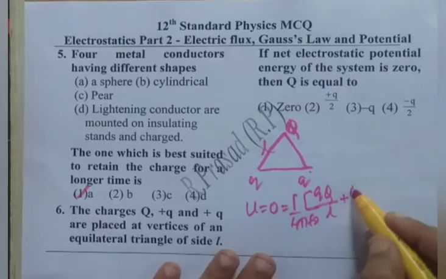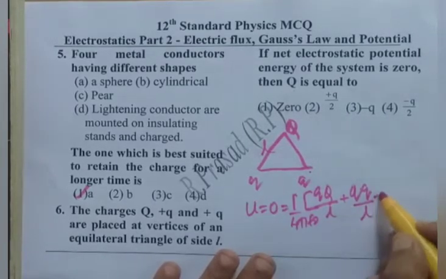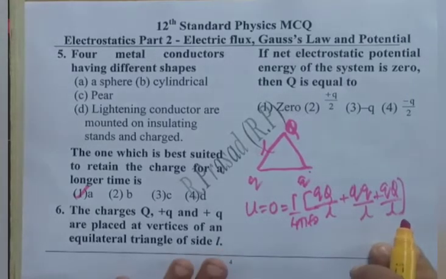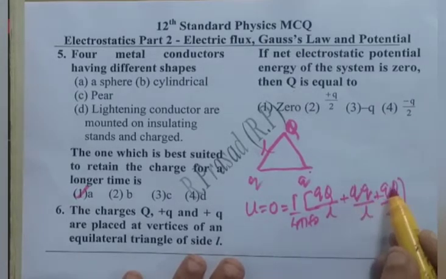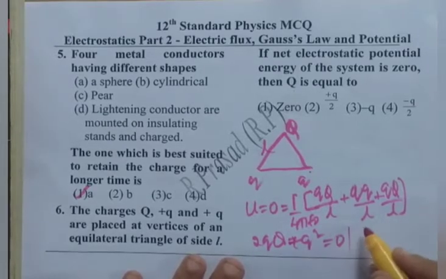So I write QQ by L, QQ by L. This is the net potential energy of the system. Now, because all the sides are L there, if we go for all these things, we have QQ, QQ, QQ, 2QQ plus Q square equals 0 there. All those things will cancel there.